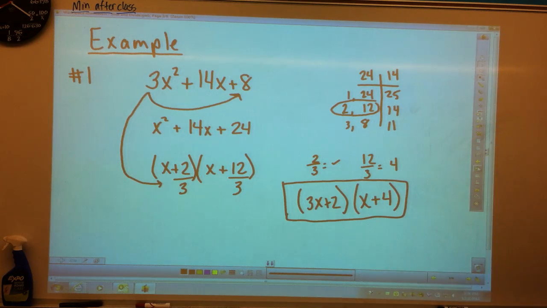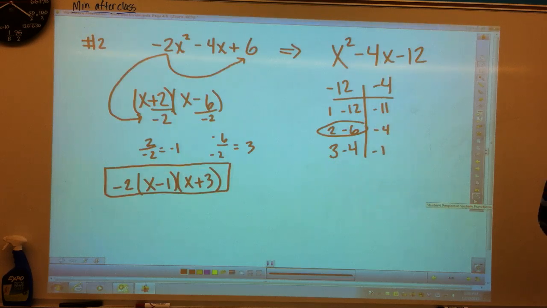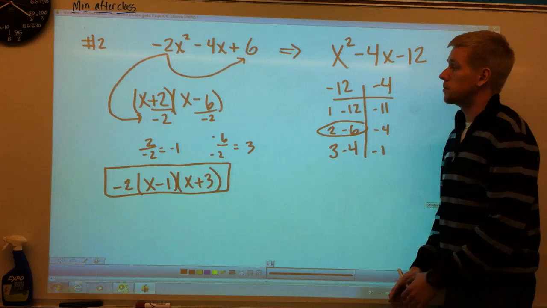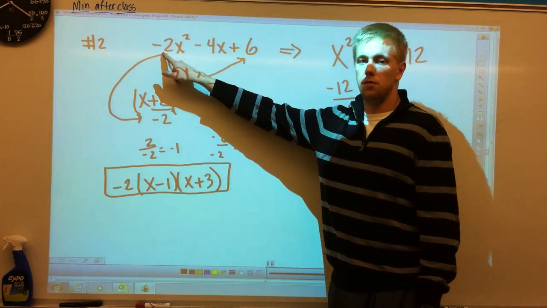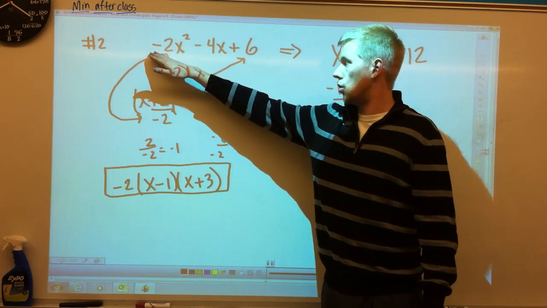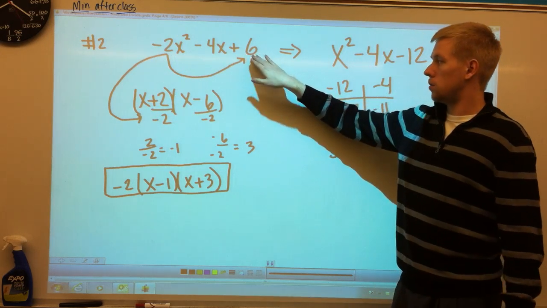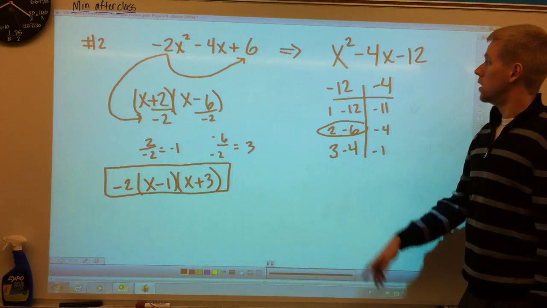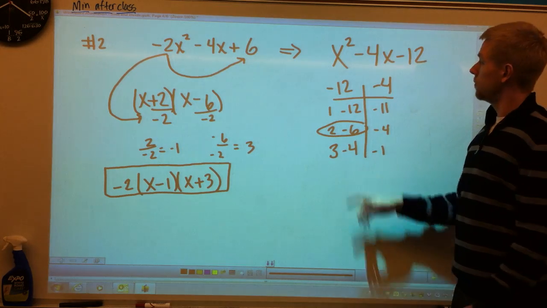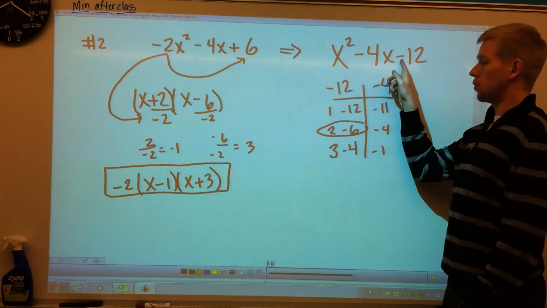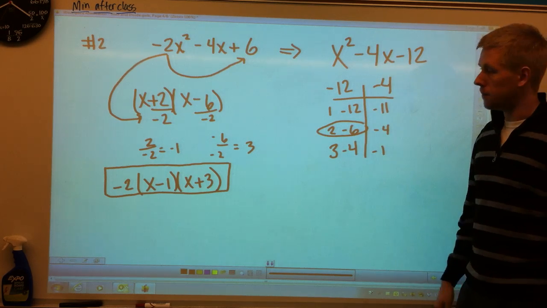Number 2, I think we bring a negative into it. Yes, we do. We got negative 2x squared minus 4x plus 6. Again, slide off the negative 2. This is a negative 2, so we have to take the whole negative 2, multiply it to the whole positive 6. When I do that, I get x squared minus 4x minus 12. Okay, 6 times negative 2 is negative 12. Make sure you have that minus sign there.